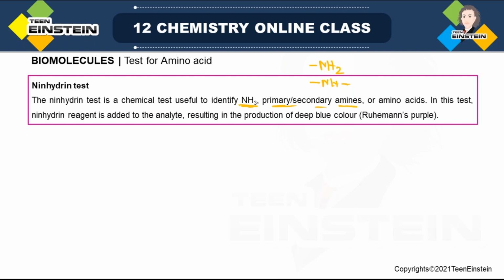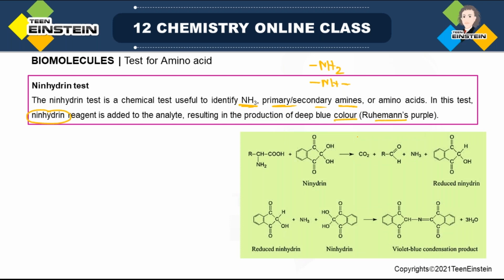Fine. So in this test, we use a reagent known as ninhydrin. Obviously we'll see the structure. It is added to the sample or analyte, and deep blue color is generated. It is not always true that you will get deep blue color. That is the most common color, but in some cases there may be a different color. This deep blue color is also known as Ruhemann's purple.